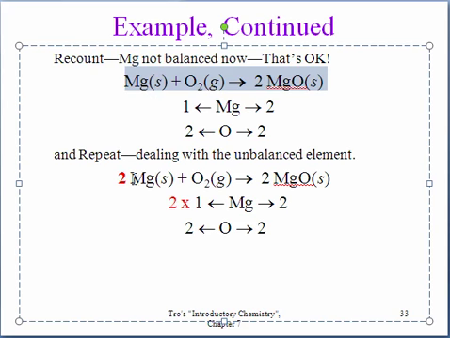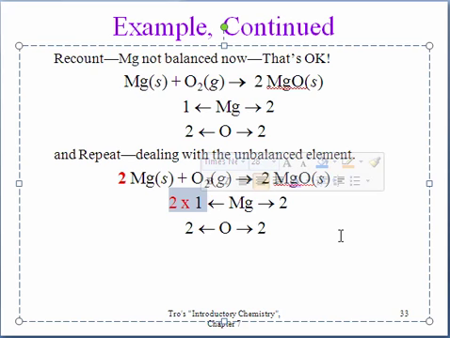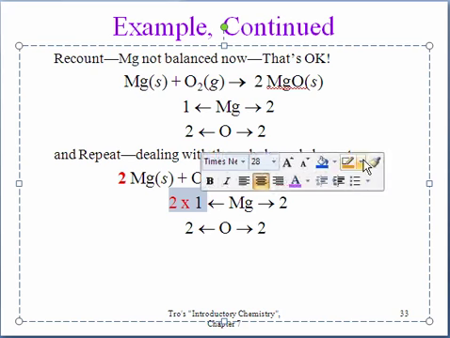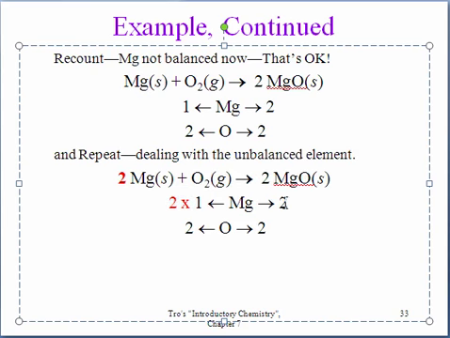So to balance my magnesium, I've got to put a 2 in front of the magnesium on my reactant side. So now I have 2 times 1, or 2 magnesiums on my reactant side, 2 magnesiums on my product side, and 2 oxygens on my product side, 2 times 1, and 2 oxygens on my reactant. So now I have a balanced equation, but I had to go back and forth to get there.